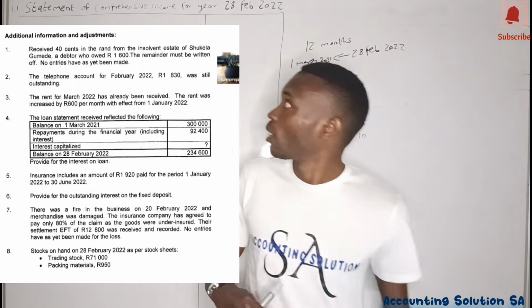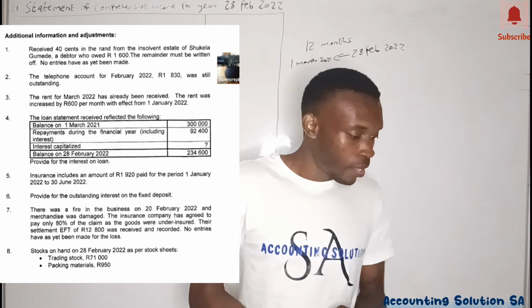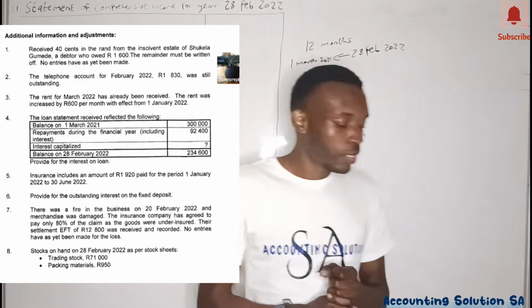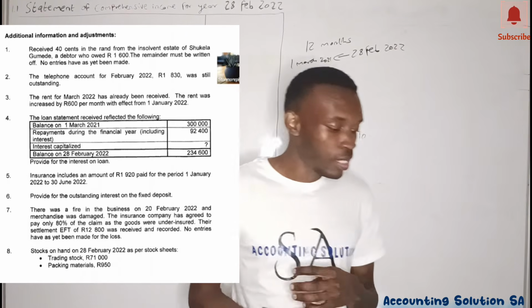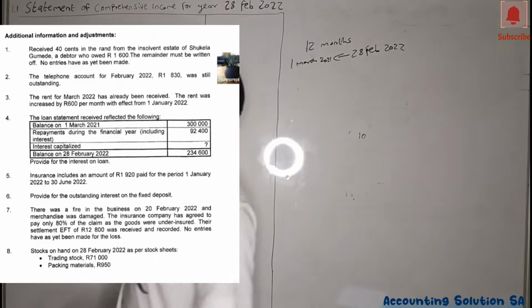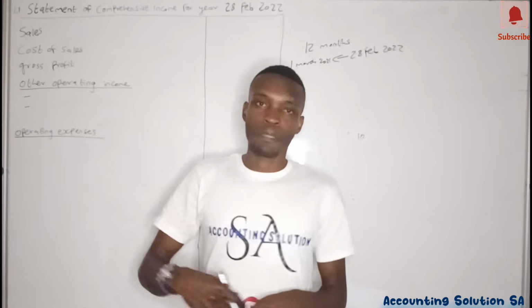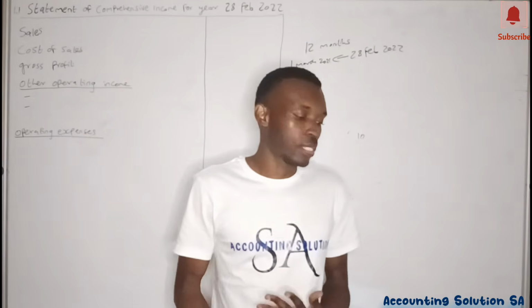Now we have to start with our income statement. Okay, let's go to our nominal account section. Number one, we have sales. Okay, as you can see on our answer book here, we start with sales, then we go to cost of sales and gross profit. Okay, let's start with sales.